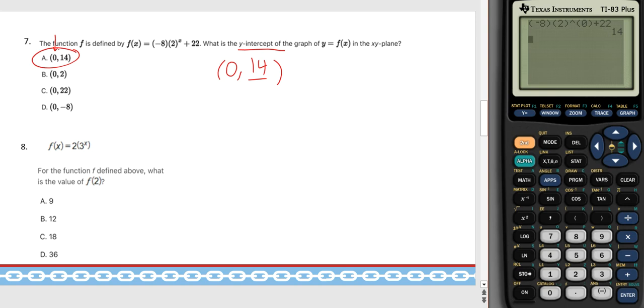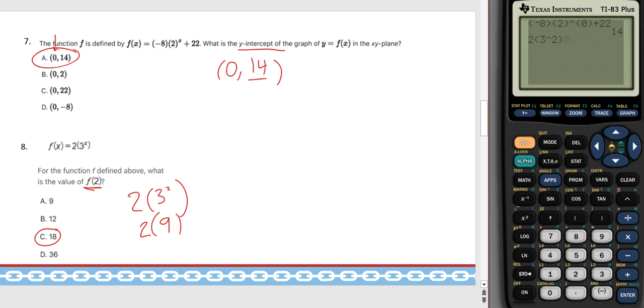Similar problem in number 8. I could enter that into the calculator: 2 times 3 to the x power, and they tell us that we want to find f of 2, so that means our x value is 2. We can solve it in the calculator. This one would also be pretty simple to solve just on paper, or maybe even in your head. 3 squared is 9, and 9 times 2 is 18.